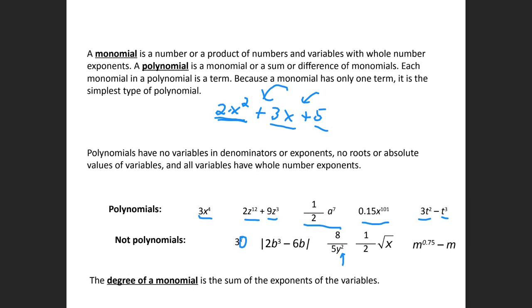The degree of a monomial is the sum of the exponents of the variables. Okay, so for example, if I had 2x to the third, y to the fourth, this monomial is of the seventh degree because we add up the exponents. So this is 3, this is 4, this is a seventh degree monomial.